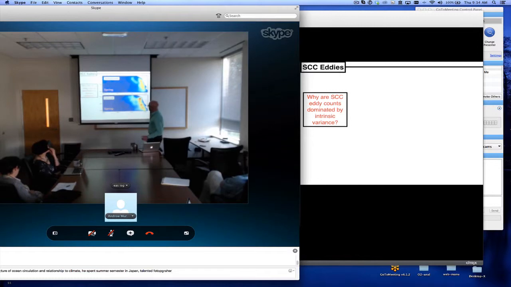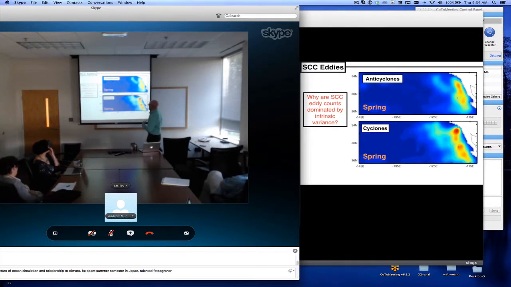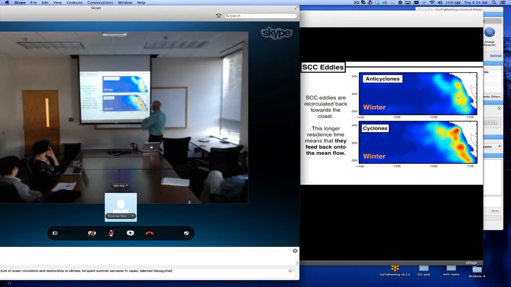If you look at seasonal maps of position of eddies, in spring, summer, fall, and winter, we see that they really don't propagate offshore effectively at all. They stay put. And so this is our argument that eddies in the southern part of the California current are recirculated back into the mean flow. And this longer residence time means that they tend to have much stronger feedback effects than eddies in the north. And that's what gives you chaos and intrinsic variance and unpredictability.